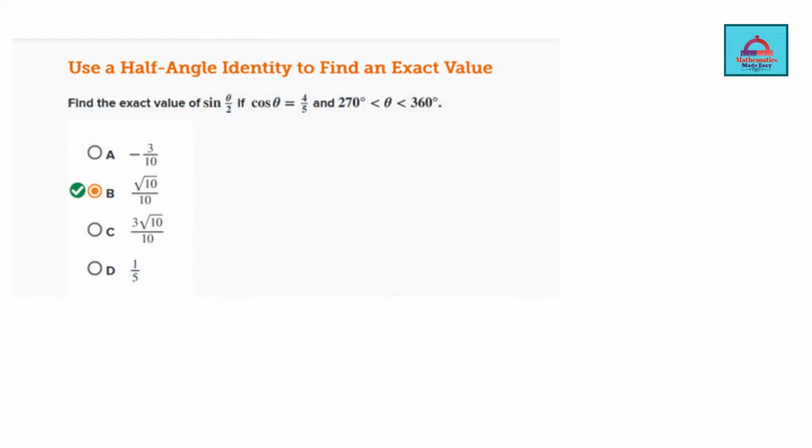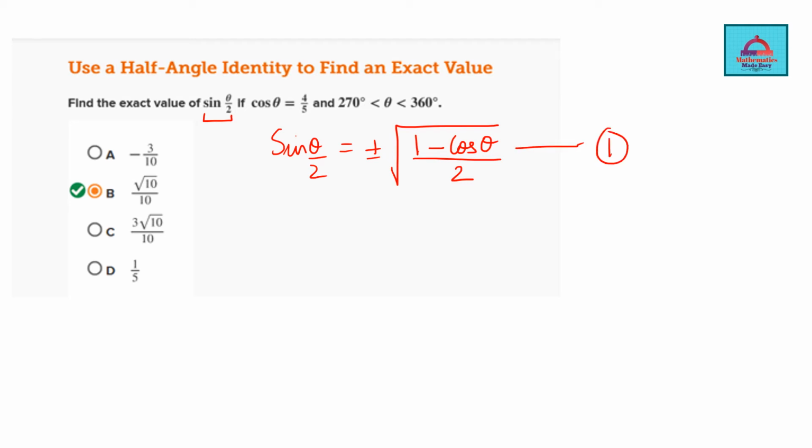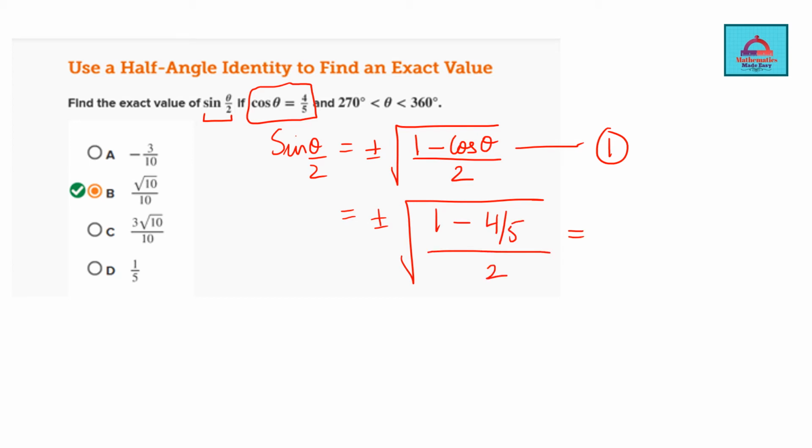Here you have to find the exact value of sine theta by 2. So the formula that you would be using is the first one. So plus minus, remember there is a negative sign, square root of (1 minus cos theta) over 2 for sine theta by 2. So this is the formula. Let's number it number 1. Now is cos theta given to you? Yes, it's given to you already. So you just have to plug in the value 4 over 5 here. Just simplify this and you'll get your answer.